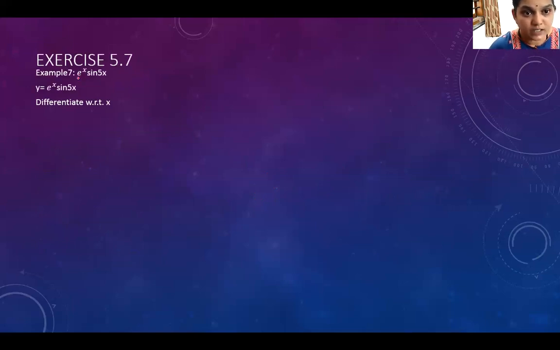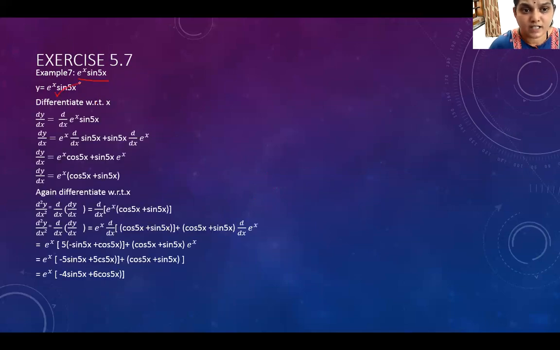Example 7: e raised to x into sin 5x. You'll call y is e raised to x into sin 5x. Operate d by dx on both sides. E raised to x into sin 5x is differentiated by the u into v rule: first function as it is, derivative of second function, plus second function as it is, derivative of the first function.